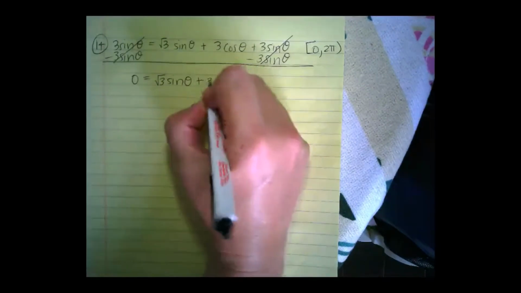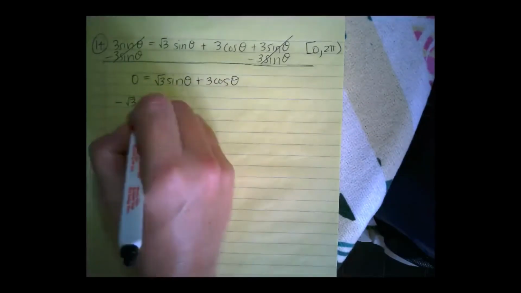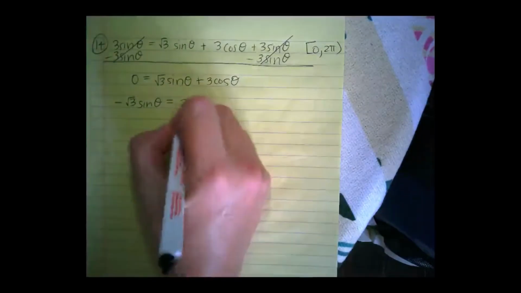Lucky for us, they both cancel. We have 0 equals the square root of 3 sine of theta plus 3 cosine of theta. All right, so this time we have 2 of these trig functions added together. It's equal to 0. Now, when something's equal to 0, we're allowed to move something to the other side. So I'm going to choose, it doesn't really matter, I'll just move negative square root of 3 sine of theta. I moved it to the left. I'm going to keep 3 cosine of theta on the right.